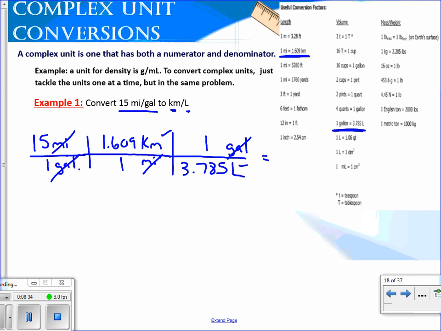So we multiply 15 times 1.609 divided by 3.785. And on your calculator, you get 6.37649. But this has 2 significant digits, so we'll look at that and say it's 6.4 kilometers per liter. Paying attention to your significant digits as well.